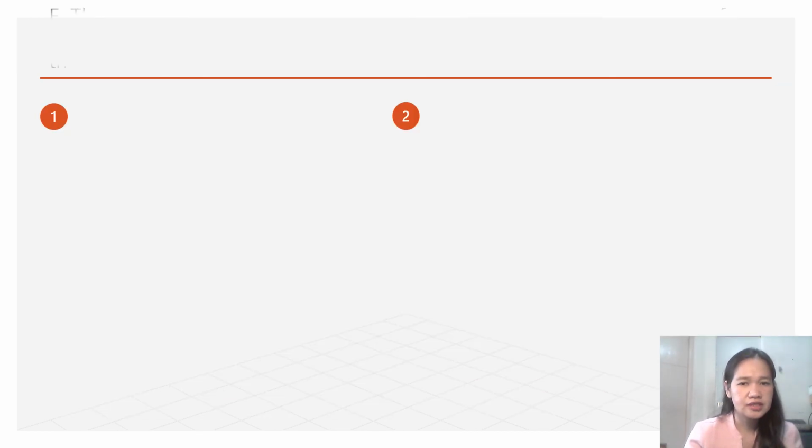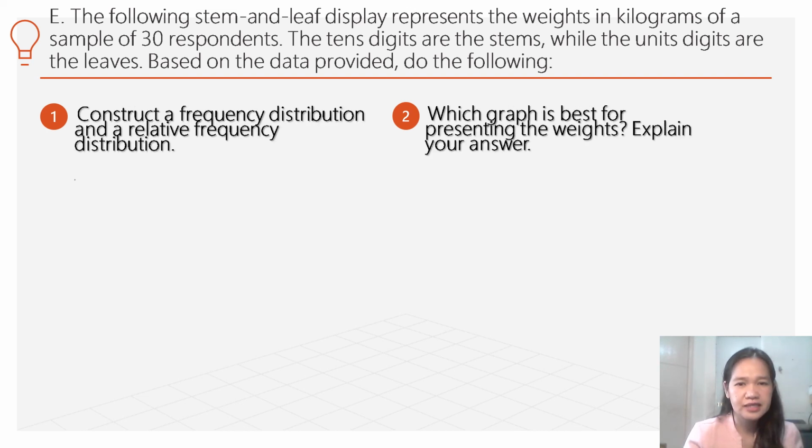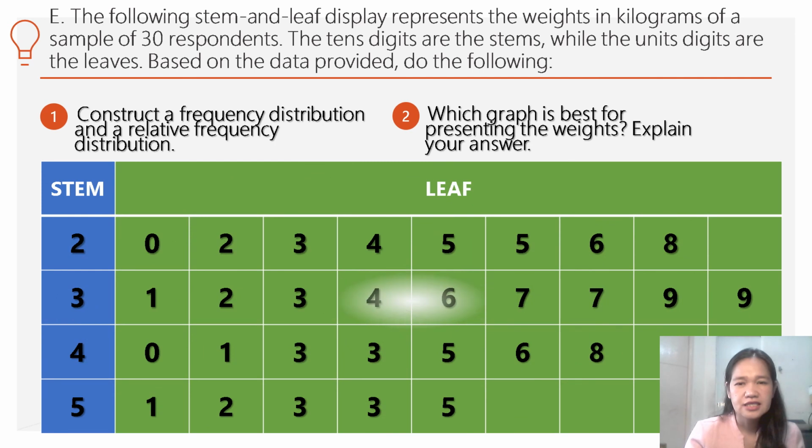Another group work is a stem and leaf display, which represents weights in kilograms of a sample of 30 respondents. The tens digits are the stems, while the units digits are the leaves. Based on the data provided, do the following. Number 1, construct a frequency distribution and a relative frequency distribution. And number 2, answer which graph is best for presenting the weights. Explain your answer. At least 1 to 2 sentences will do.